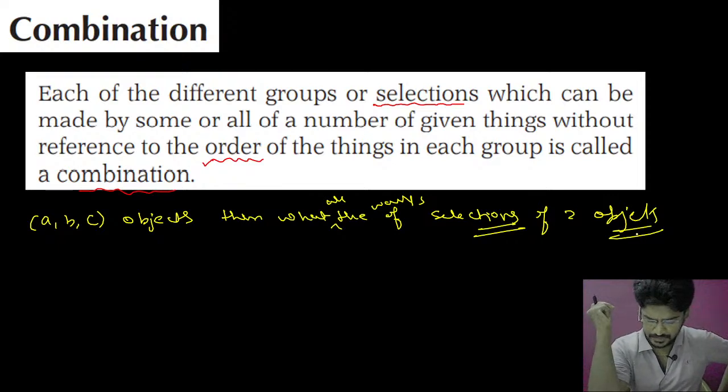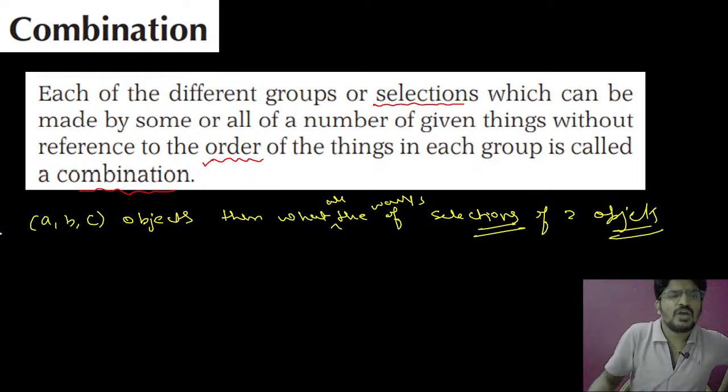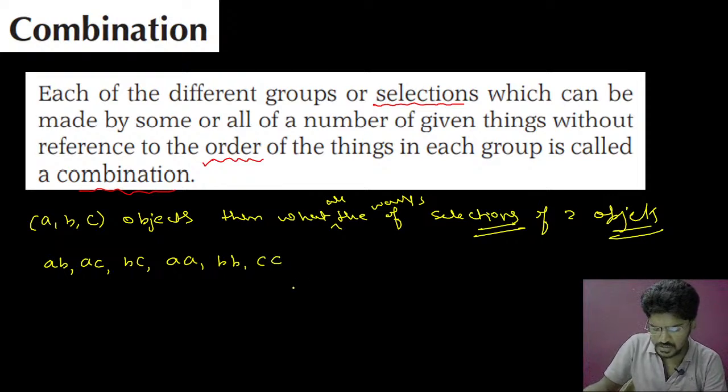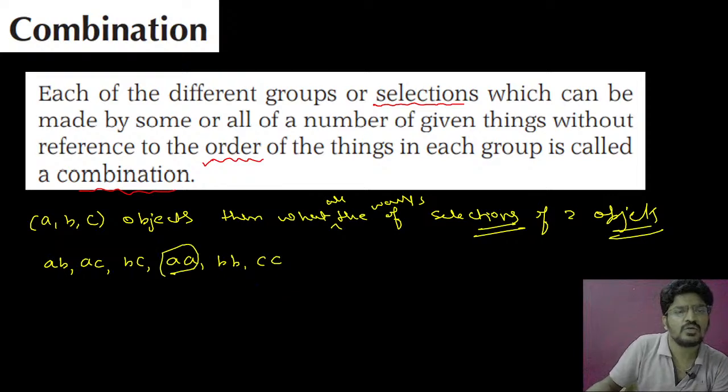Very good. So now I can take AB, I can take AC, I can take BC. And what about the others? You can take AA, you can take BB, you can take CC, like this. Clear? So here, if I do this, what happens? This is repetition.